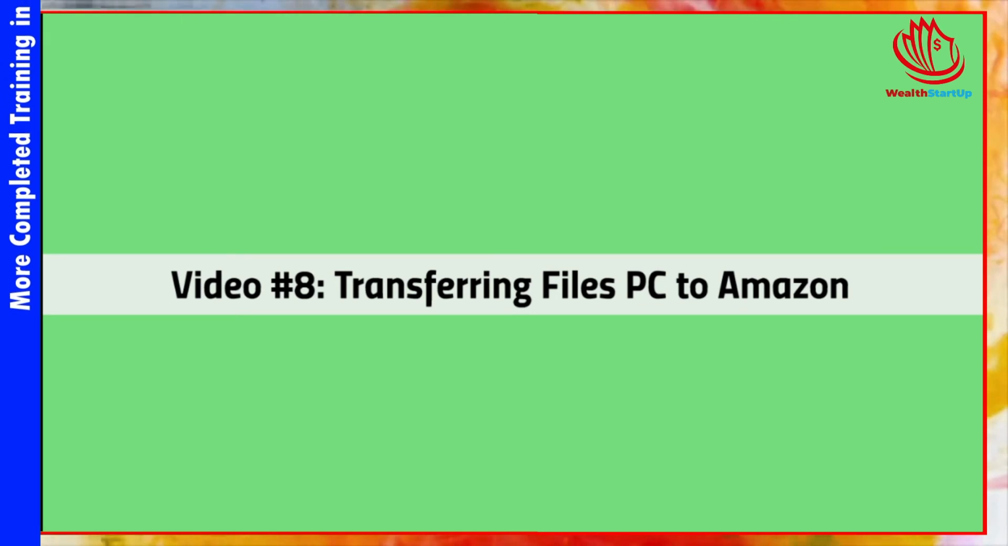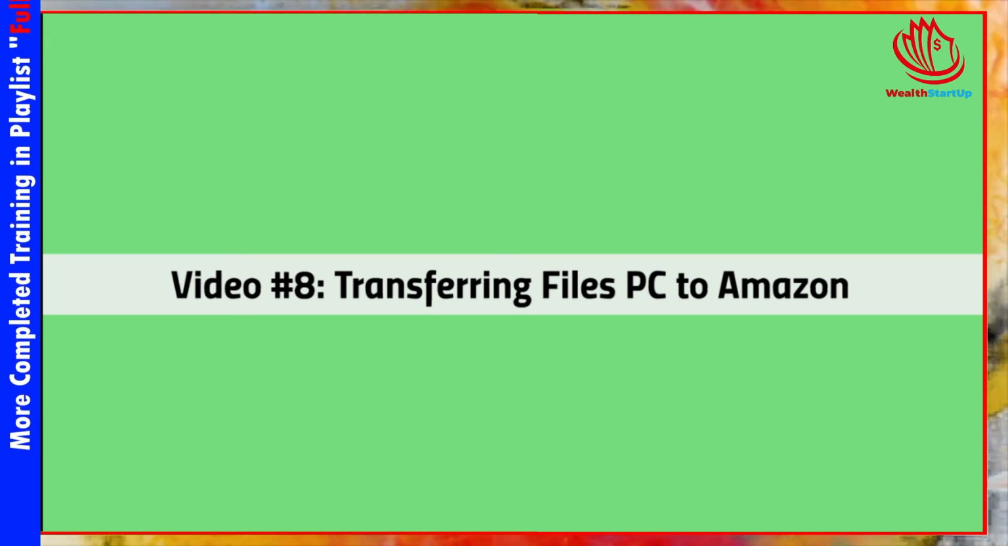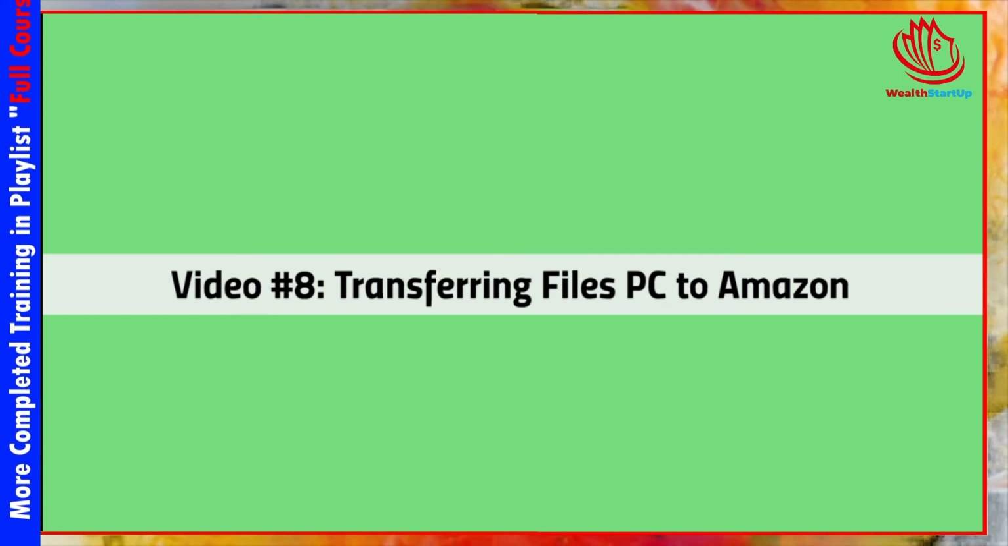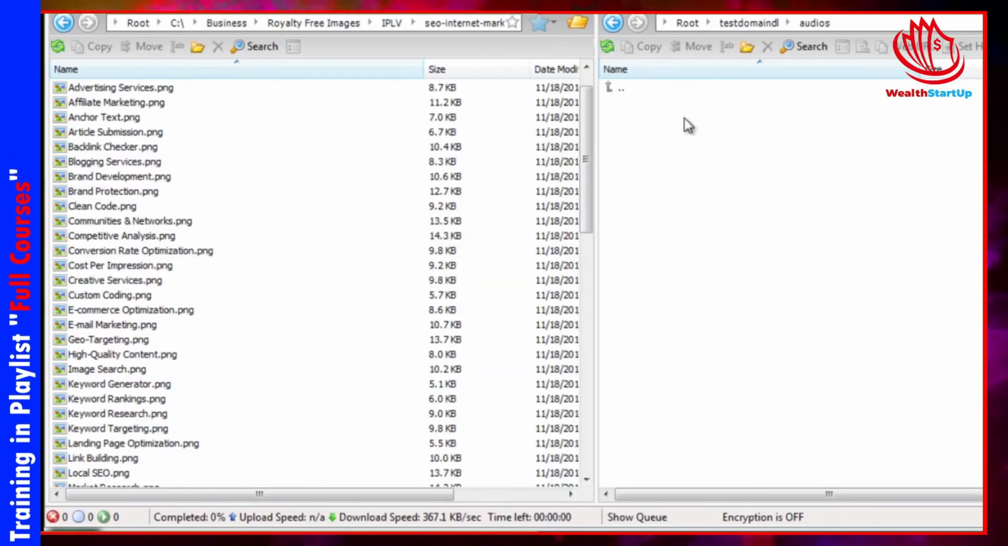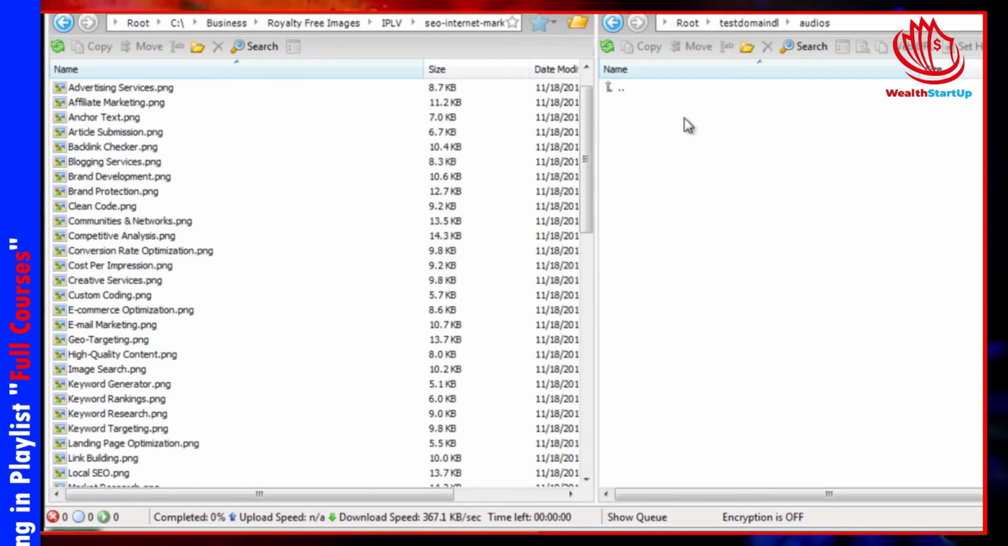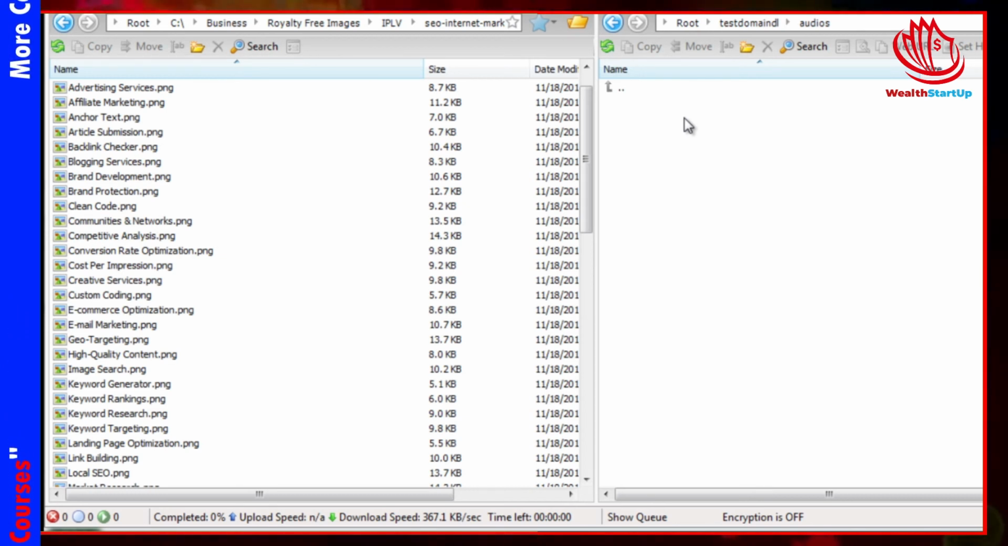Now that you have protected your Amazon bucket in video number 7, we're going to talk in video number 8 about how to transfer the files from your PC or Mac to your Amazon account. Before we transfer files to your Amazon S3 account, I want to show you some settings within the Cloudberry S3 Explorer program that I highly recommend.